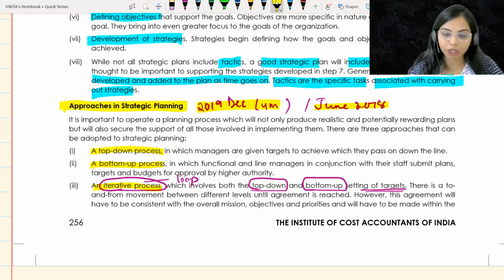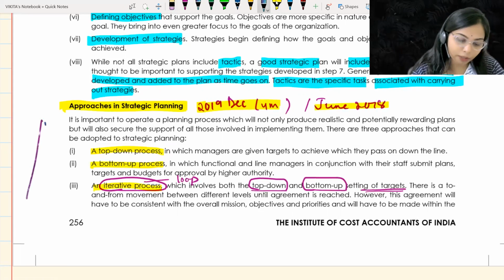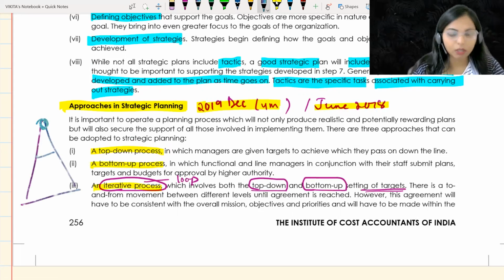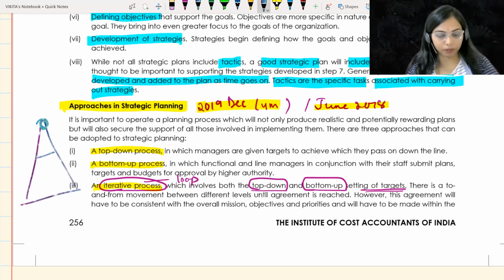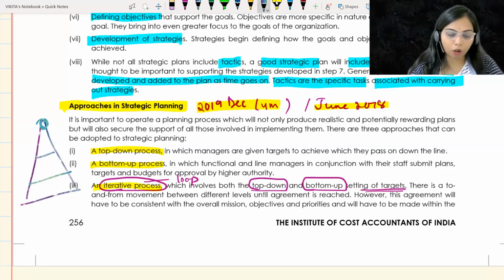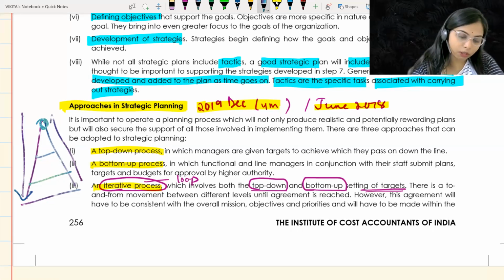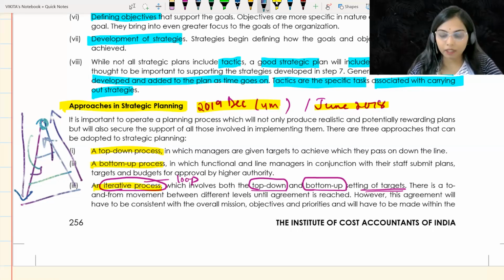So here there is nothing much. If you see, this is the hierarchy, the higher people, then the lower, then the other part comes. Top means from up till down. Bottom means from down till up. And iterative means it is a loop. This and this both, it is a loop. It involves both the top and the bottom getting the targets done.